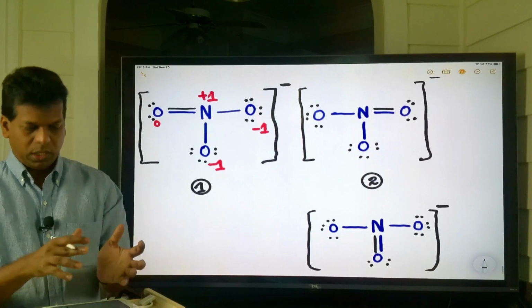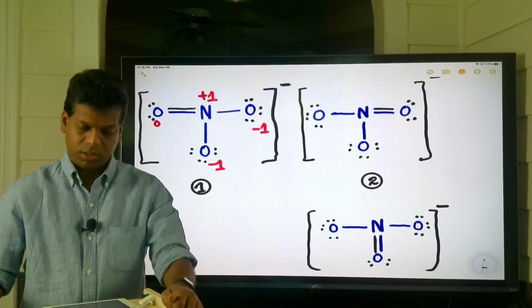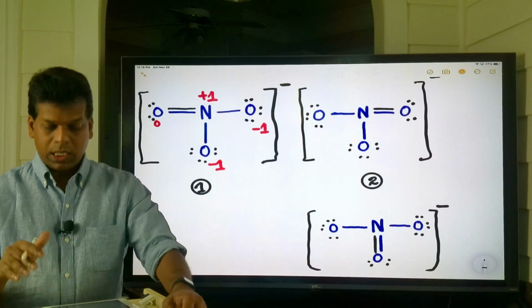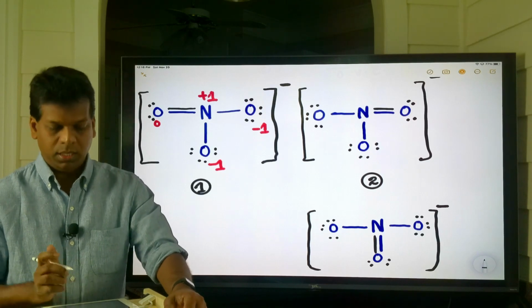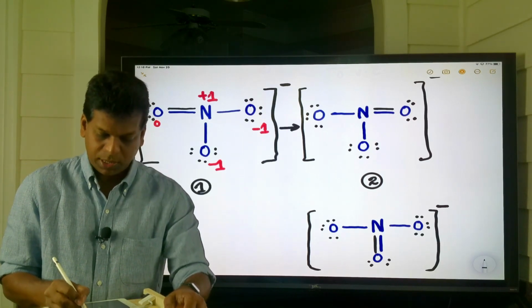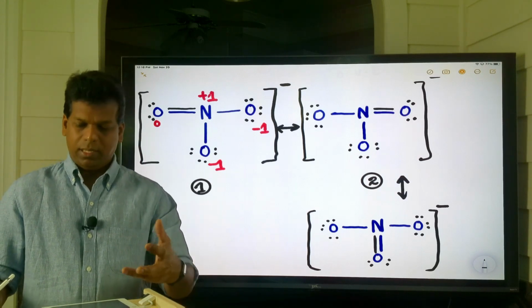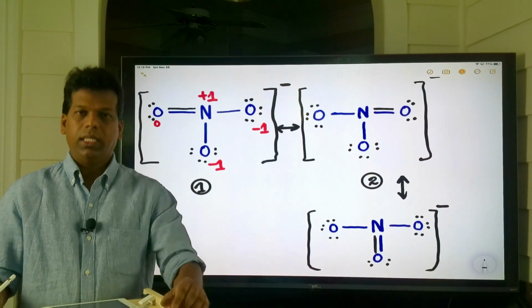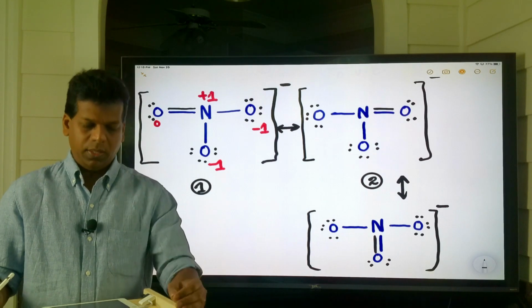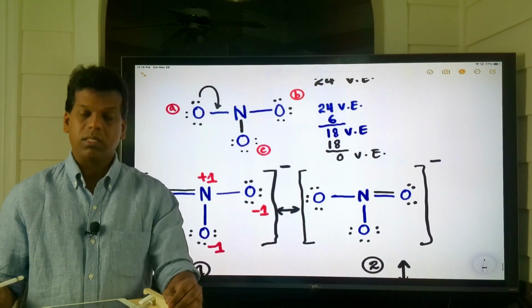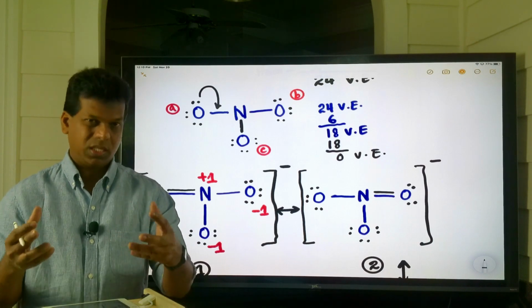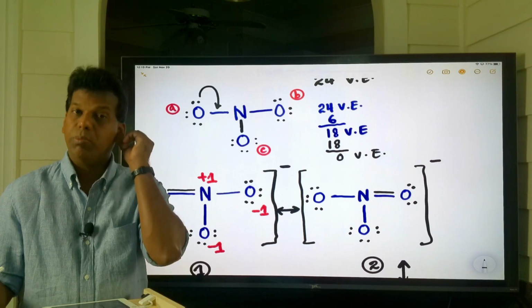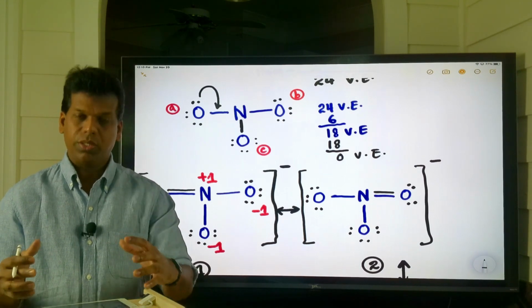If you look closely at these 3 structures, they look similar. The only difference is the location of that double bond. So we call these resonance structures of nitrate ion. We represent it this way, with a double-sided arrow. That double bond is like walking throughout the molecule. At a given time, we cannot say for sure the double bond is between oxygen A and nitrogen. We cannot say the double bond is between nitrogen and oxygen B. It is not fixed. So I want you to understand that.